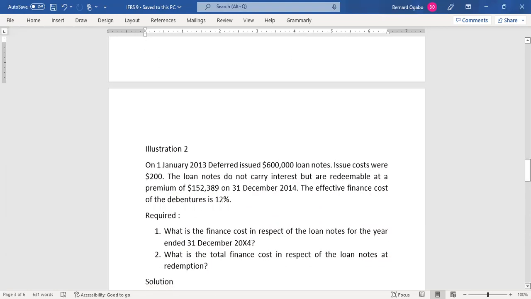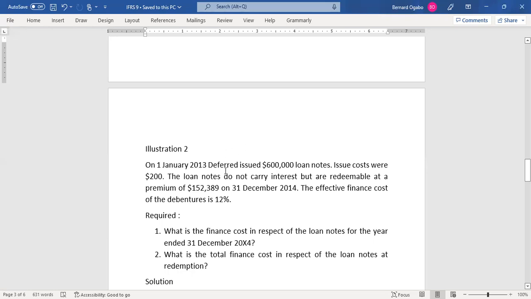For illustration 2, we have introduced issue cost. What do you do when there is issue cost? They are issue costs or transaction costs. For a financial asset, the issue cost is added to the gross proceeds to make a new value. Meanwhile, issue costs are subtracted from the issue proceeds for a financial liability. So because it's a financial liability, we're going to subtract the issue cost from the face value of the proceeds.